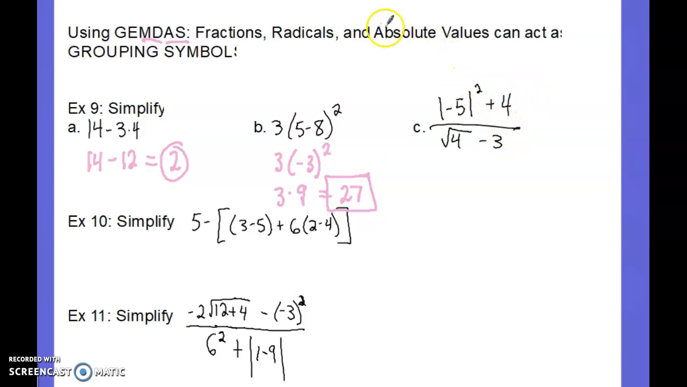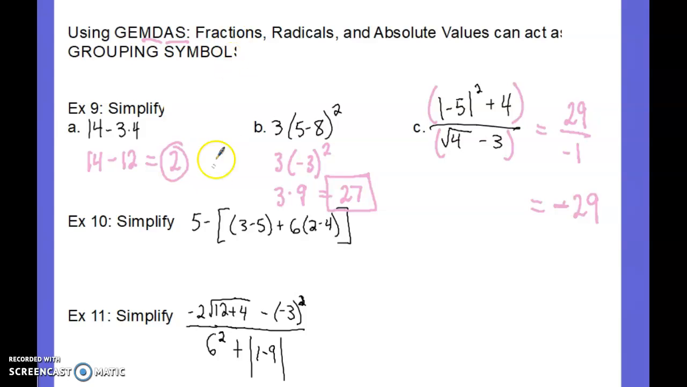So here's another one where you have implied grouping symbols, a group on top and a group on bottom. So absolute value of the negative 5 first, which is 5. Squared is 25. Add 4 next is 29. Then on bottom, do the square root of 4, which is 2. Minus 3 gives me negative 1. And then divide. So division is the last thing on this one. And that's just negative 29.